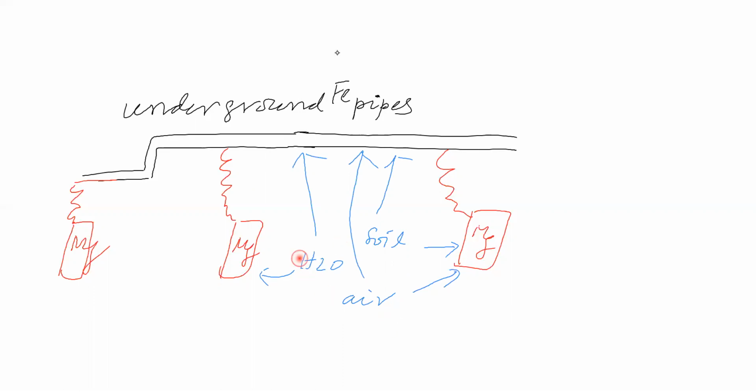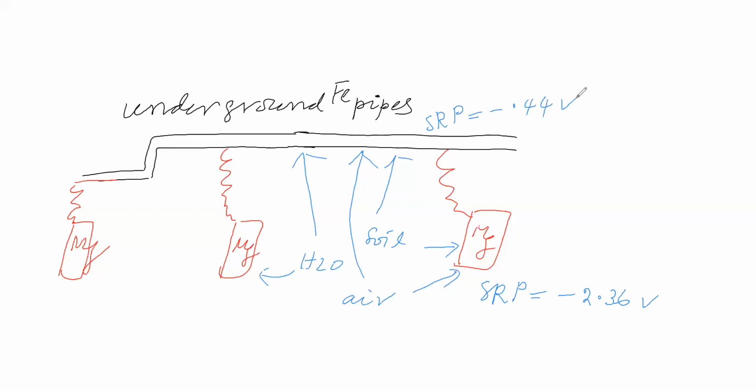Now the atmospheric air will act as cathode. Which will act as anode, that we have to see. For this we have to see the SRP value. The SRP value of magnesium is minus 2.36 volt. The SRP of iron is minus 0.44 volt.